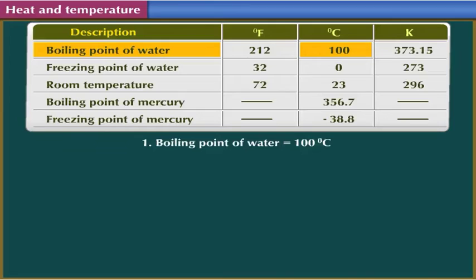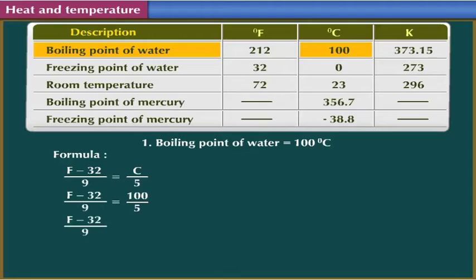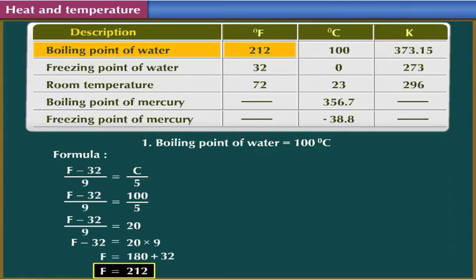Let us convert it into degree Fahrenheit using formula F minus 32 upon 9 is equal to C upon 5. Thus, F minus 32 upon 9 is equal to 100 upon 5. Therefore, F minus 32 upon 9 is equal to 20. Therefore, F is equal to 180 plus 32. Therefore, F is equal to 212 degree Fahrenheit. Answer is matching with the value given in the table.